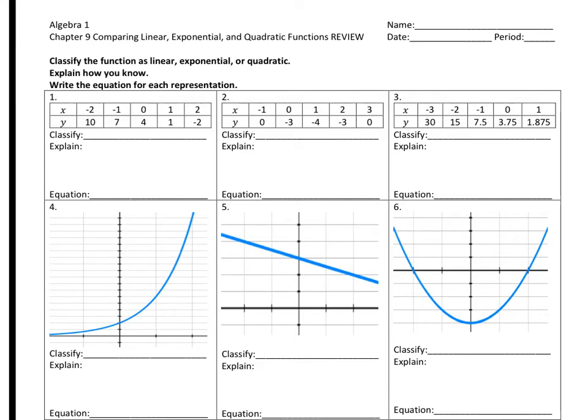Okay guys, we're working on the chapter 9, comparing linear, exponential, and quadratic functions review. So our last test of the year before final exams, so let's really nail it. So the first kind of question we have to classify, we have to explain why it's that, and then we have to write the equation.